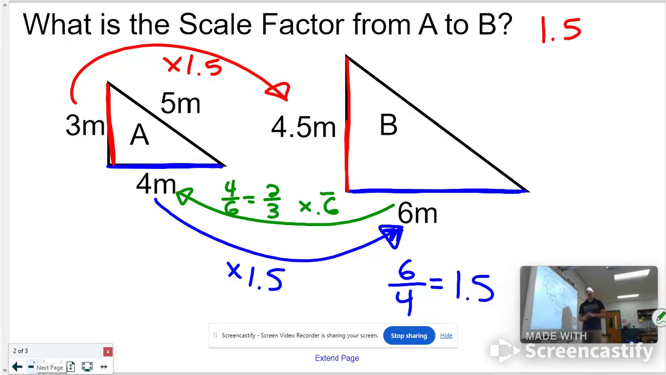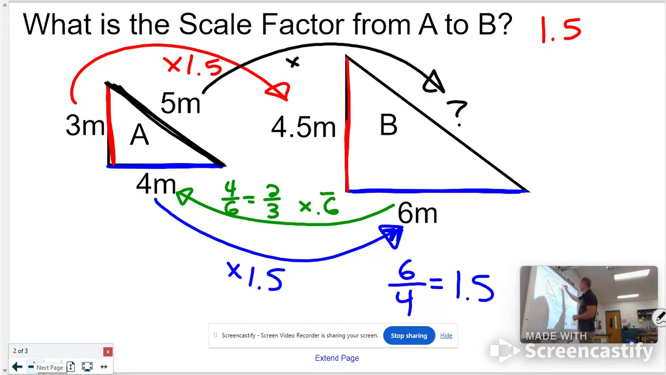Now one more thing to find on this: we have a side that is missing here. We don't know what that longest length on triangle B is, which is actually called the hypotenuse of that right triangle, but we could use our scale factor to find it. So if the hypotenuse, or the longest side opposite of that right angle on triangle A, is 5, if we multiply that by our scale factor of 1.5, we would get that missing dimension, which would be 7.5 meters.